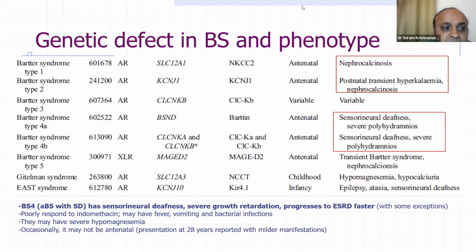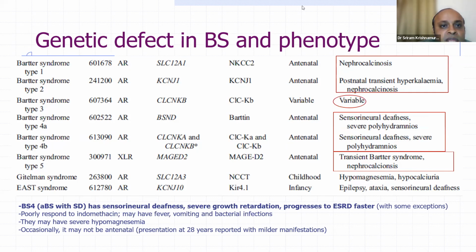Whereas type 4A and 4B are classified as antenatal Bartter syndrome with sensorineural deafness. Whereas type 5 is a transient Bartter syndrome. It may be accompanied by nephrocalcinosis, but it has the best prognosis. You may outgrow the disease.